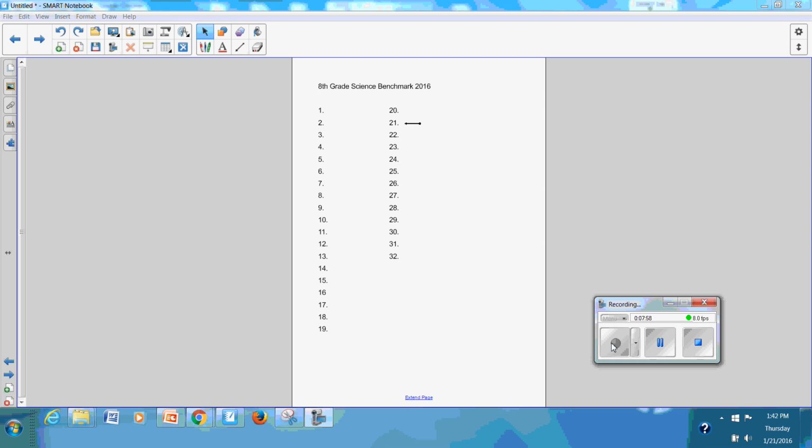Question 21. New substances formed during a chemical reaction are indicated or shown A, on the left side of the equation and are called products. B, on the right side of the equation and are called products. C, on the left side of the equation and are called reactants. Or D, on the right side of the equation and are called reactants.